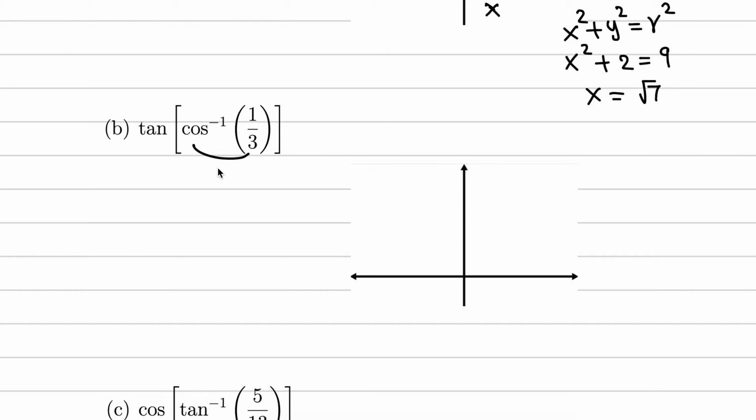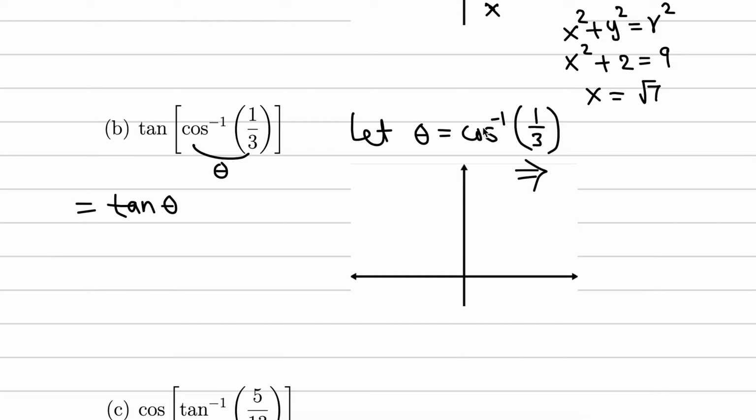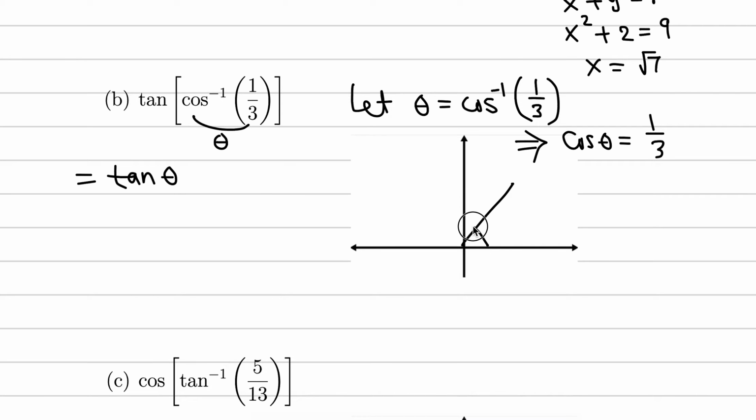Let's do the same thing. So we let this angle be theta. So this question reads tangent theta. Okay, so we let theta be cosine inverse of 1/3. That means cosine of theta equals 1/3. So positive, everything positive means first quadrant. So we draw angle theta and make a right triangle. It does not have to be exact. Adjacent x, opposite y, and this is hypotenuse r. Cosine is adjacent over hypotenuse, x over r. So x is 1, r is 3.